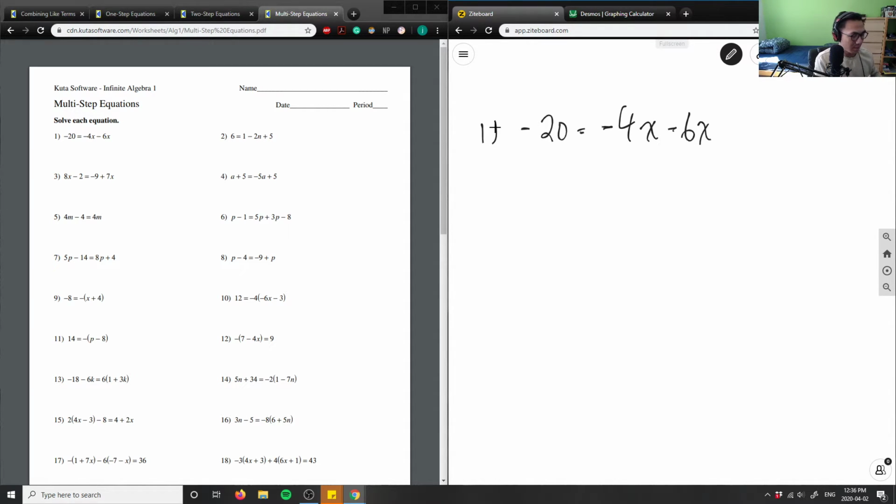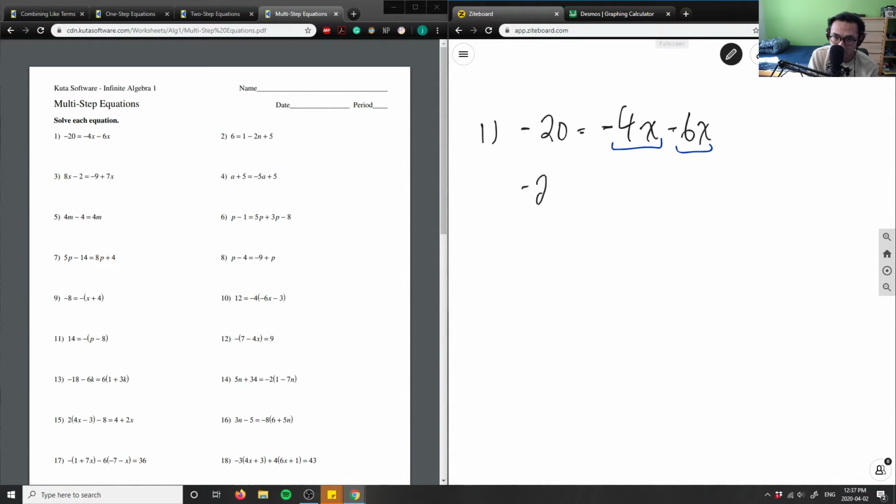What is our first step in this equation? Well, let's see. I have negative 20 on the left side, so I can't really do much here. But then look at my right side. I have negative 4x minus 6x, right? So in this case, what I can do is gather like terms, and we talked about that concept last session. Negative 4x and negative 6x are like terms, because they're both in terms of x. So we can gather like terms first.